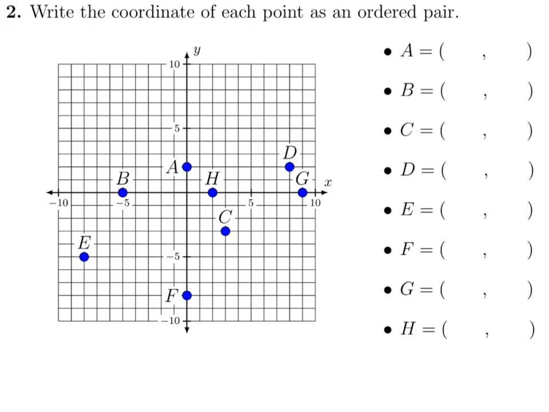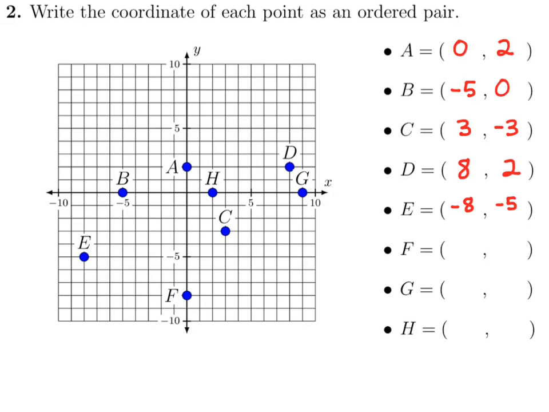Hey, welcome back. So let's see, we got A, which was not right or left at all, but up 2. So 0, 2. Point B is left 5, but not up or down at all. So negative 5, 0. Point C is right 3, but down 3. So 3, negative 3. Point D is right 8 and up 2. So 8, 2. Point E, left 8, but down 5. So negative 8, negative 5.